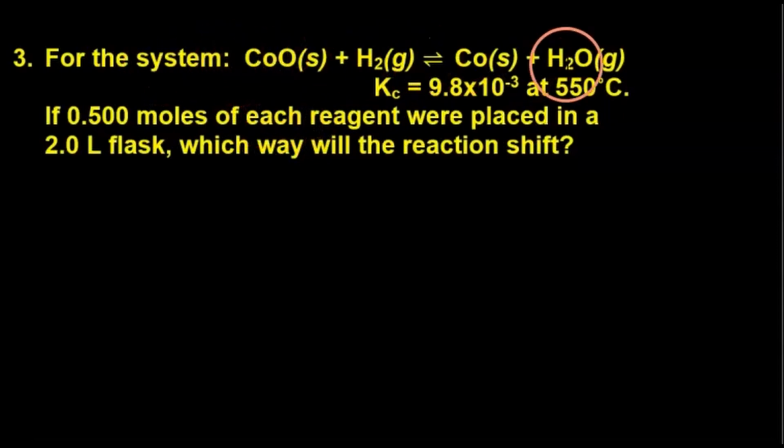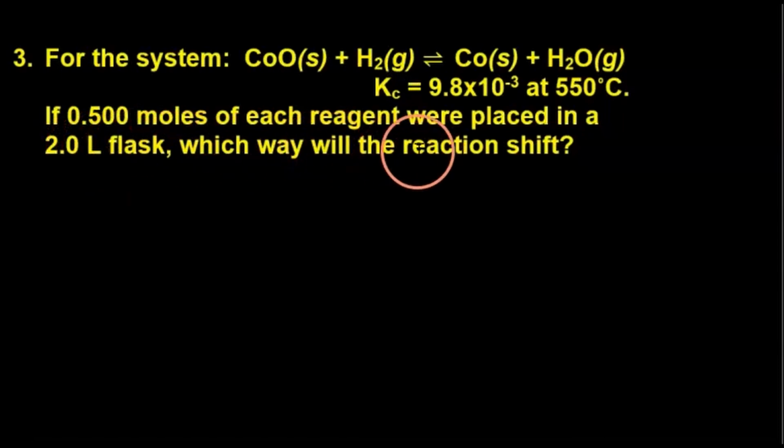So we have this equilibrium system, and we have an equilibrium constant for concentrations. Kc equals 9.8 times 10 to the negative 3 at 550 degrees Celsius. Notice this is for concentrations, and these are gases. We can still determine the concentration of a gas. It's literally moles over liters for molarity. So that's okay here. Now we have 0.500 moles of each reagent placed in a 2.0 liter flask.